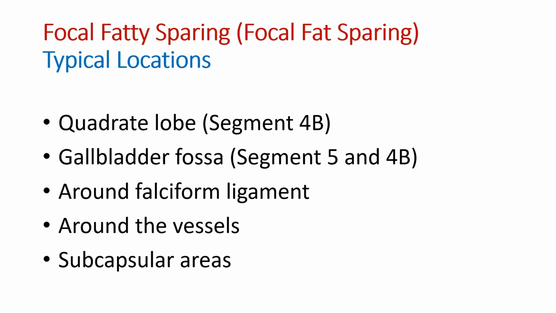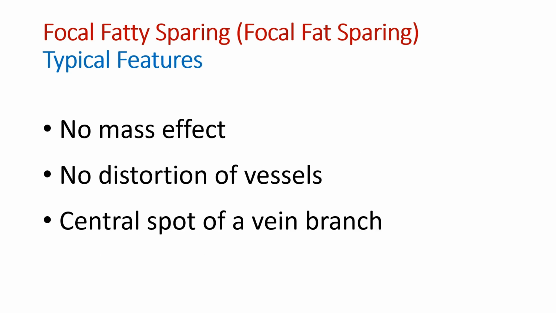Typical locations include the quadrate lobe, gallbladder fossa, around the falciform ligament, around the vessels, and the subcapsular areas. Typical features include no mass effect, no distortion of the vessels, and if we can detect the central spot of a vein branch, it's quite diagnostic.